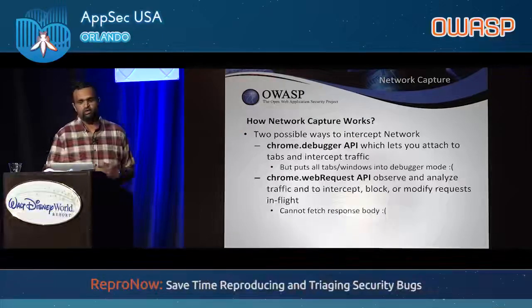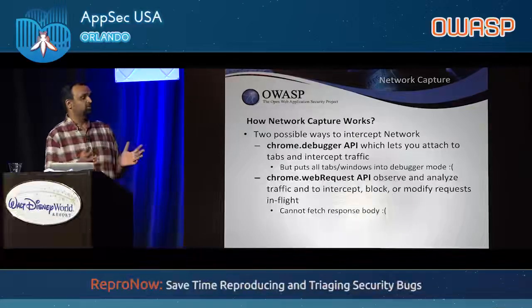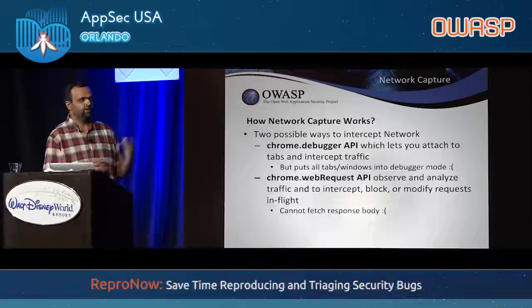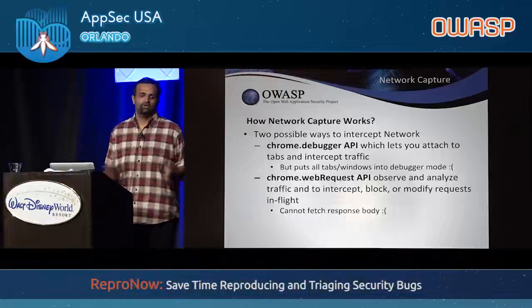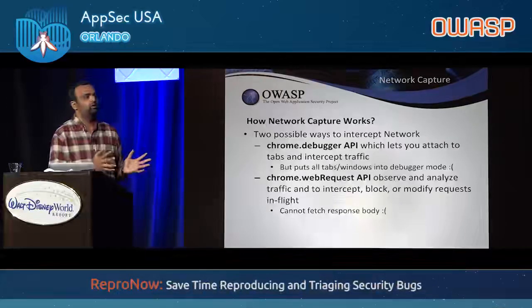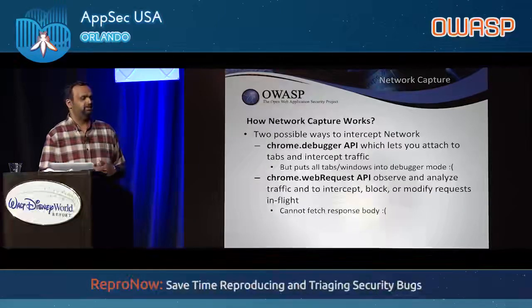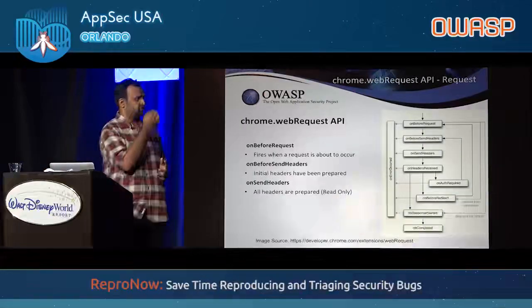The other one is the Chrome.webRequest API. WebRequest API lets you observe, analyze, and also modify requests in flight. We do not need to modify it, we just need to log the request. That's why we used the WebRequest API. The only problem with WebRequest API is that it cannot fetch the response body. That's okay for us because all we need is the URL, the get body and the request body, and the response headers. So let's dig in deep for the Chrome WebRequest API.